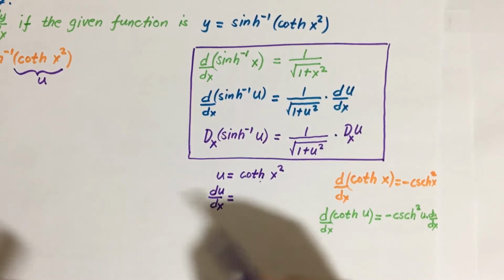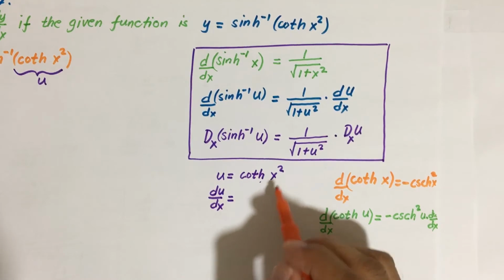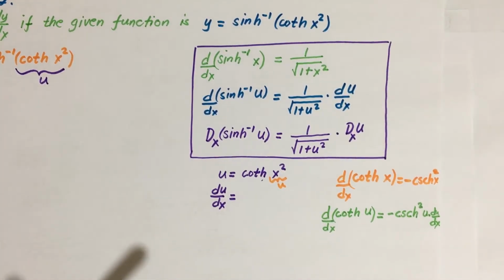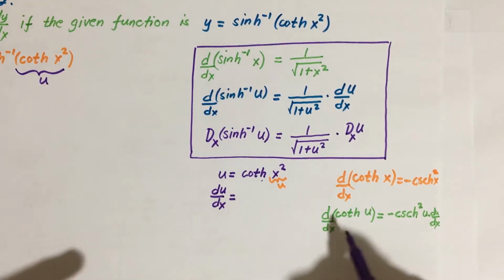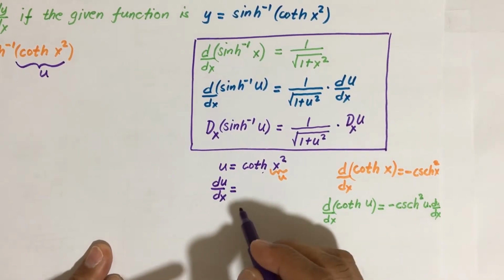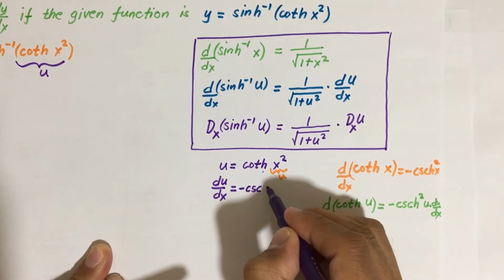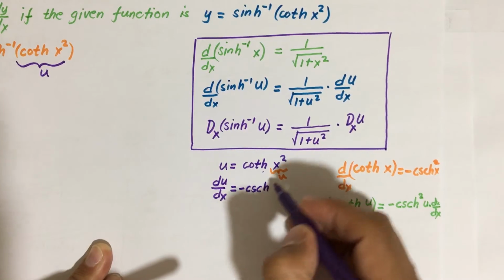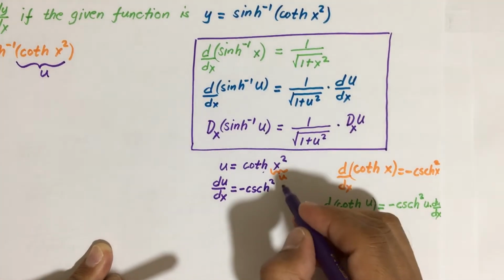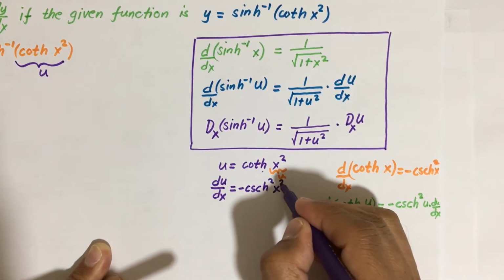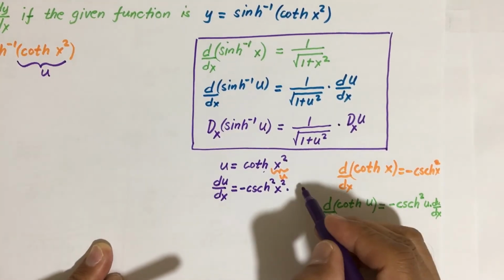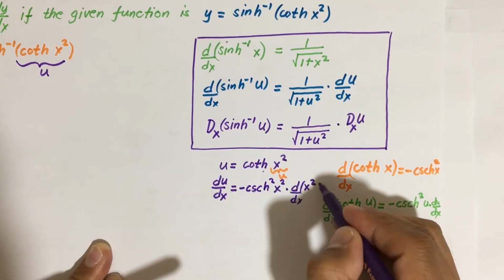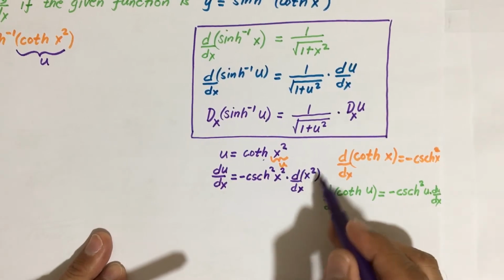So in this case, we have here hyperbolic cotangent u. So this would be now our u. So for the derivative of this, let us use this general formula. This would be negative hyperbolic cosecant squared of u, and our u is x squared, then times the derivative of u. Our u is x squared, so the derivative of x squared with respect to x. What is the derivative of x squared with respect to x? In this case, we are going to use the power rule.